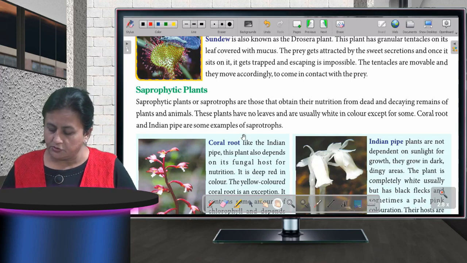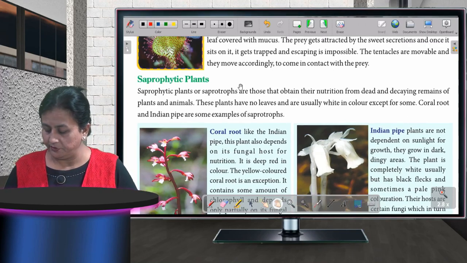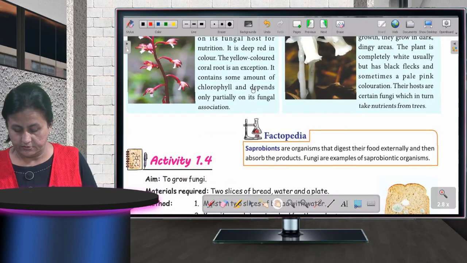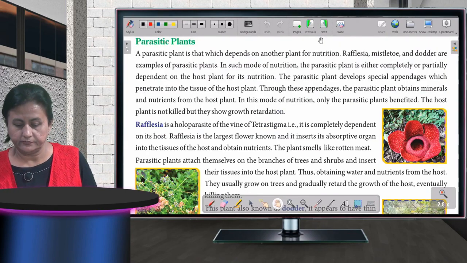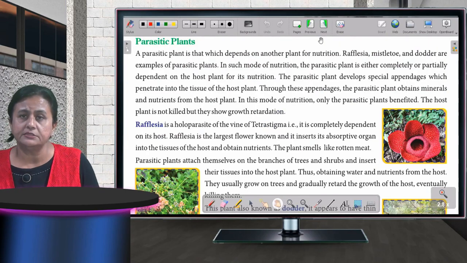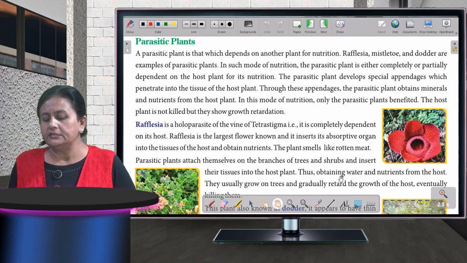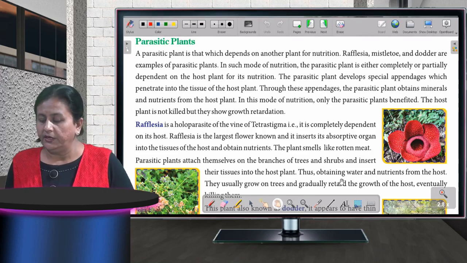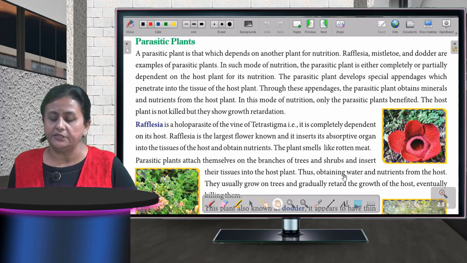Okay, so the examples of saprophytic plants are coral root and Indian pipe. Now if I talk about parasitic plants, what are parasitic plants? A parasitic plant is one which depends on another plant for its nutrition. Like Rafflesia, mistletoe and deodar are examples of parasitic plants.